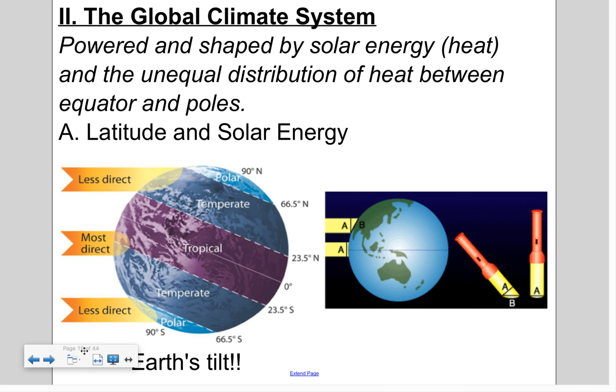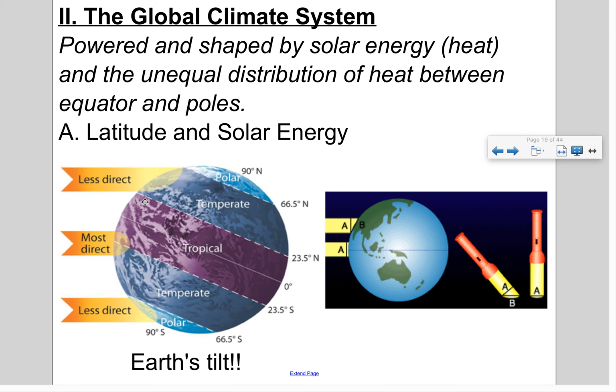Moving on. So the global climate system is powered by two things. Okay, solar energy or heat, and the second is this unequal distribution of heat between the equator, right here, and the poles. Earth is not straight up and down. Earth is at a tilt, 23.5 degrees. Because of Earth's tilt, we get unequal distribution of heat. We get seasons, at least we do, because we live in the upper latitudes. Tilt has a lot to do with, like I said, seasons and the climate that we experience.